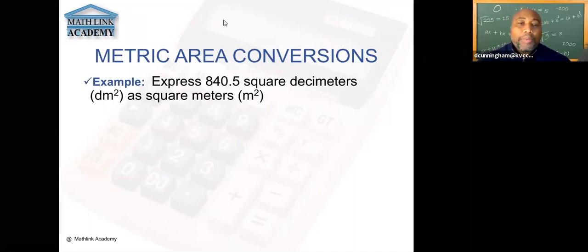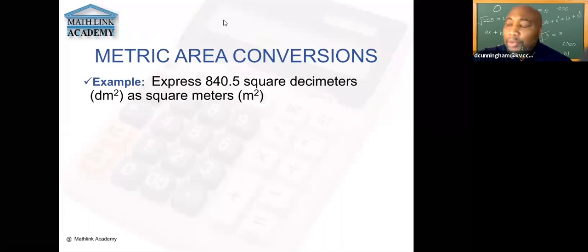So let's look at our example here. Again, we're looking at area conversion. We want to express 840.5 square decimeters, that's dm squared, as square meters. Let's actually do it on this particular place we're at, and I'm going to write that down.